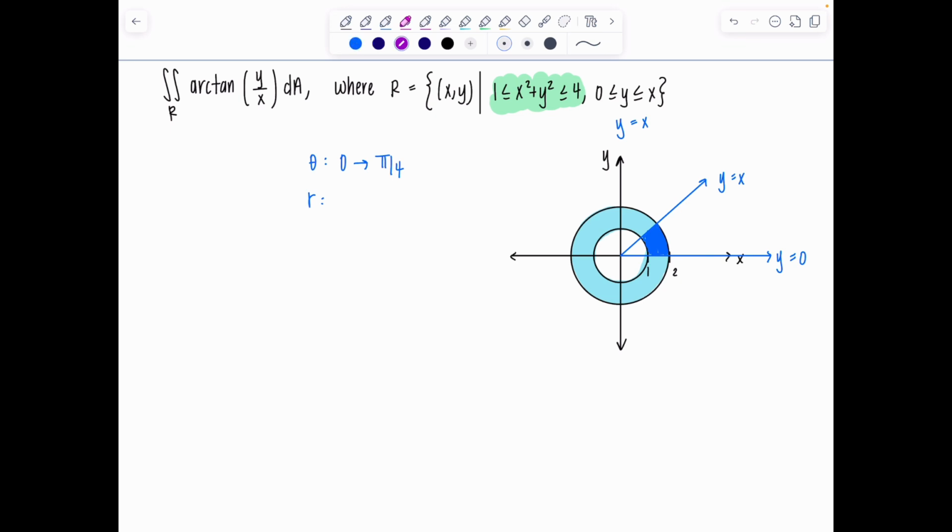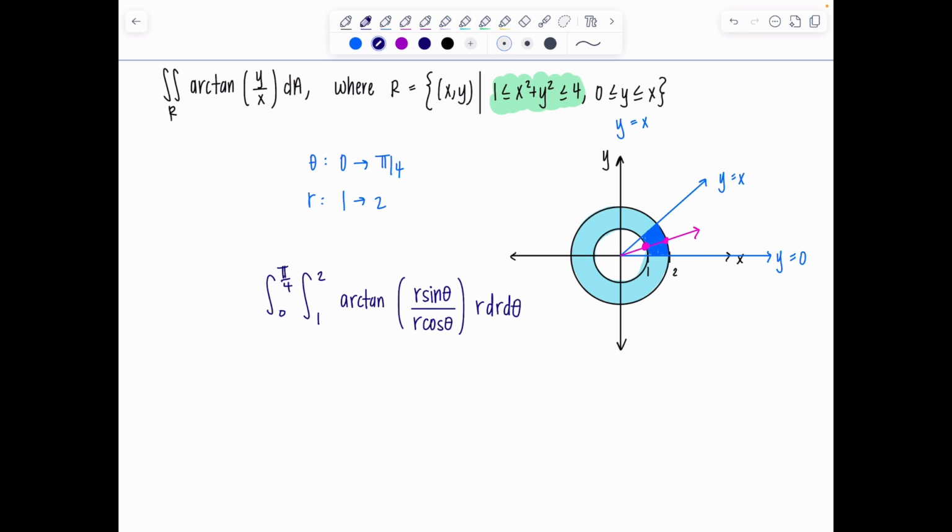R, use your same little trick I showed you. Draw that ray from the origin outwards. Starts at 1, ends at 2. Good? That's all there is to it, 1 to 2. Okay, here we go. Let's set up this integral. So 0 to pi over 4, 1 to 2, arctan. Now we got to go polar. So y is r sine theta. X is r cosine theta. And dA is r dr d theta.